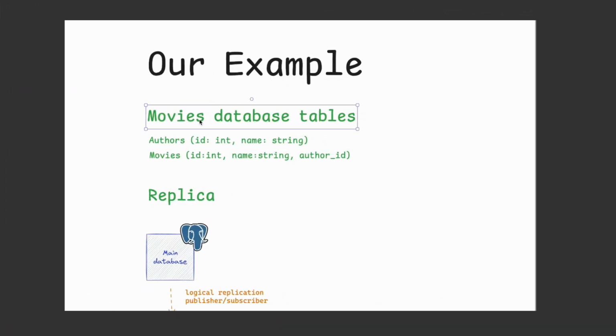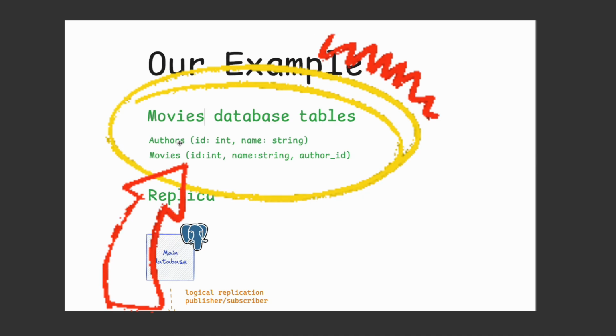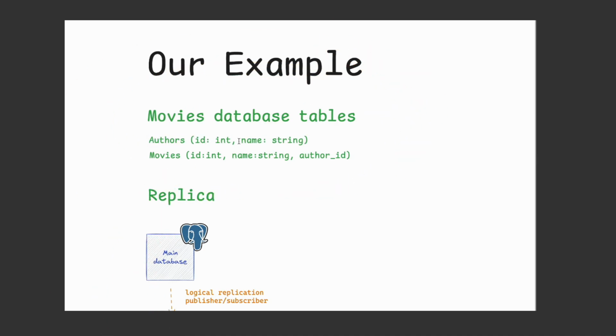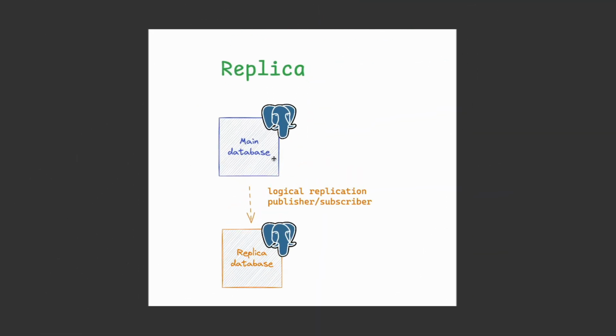In this project, I'll create a movies database that has 2 tables, authors and movies. Authors has an ID and name. Movies has an ID, a name, and author's ID. For the database servers, I will have only 2. One for the main database, where I can write and read data, and another for the replica database, where you should only read data from.